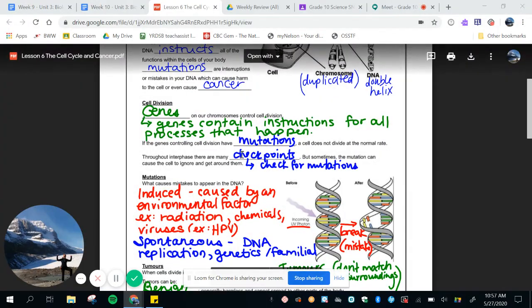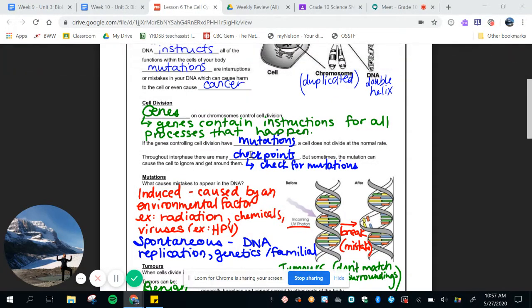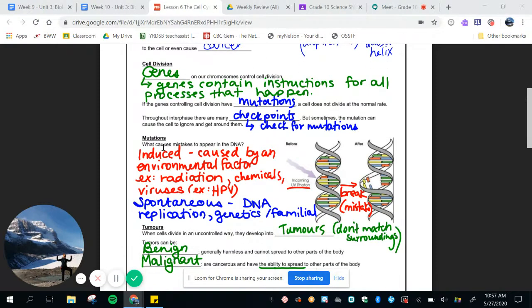So that step is really important because if you make a cell that has the wrong information, it's possible that that cell could start rapidly dividing, okay? And that's what's going to lead to, we'll talk about soon, is tumors. So I want to just focus on mutations for a minute or two here.